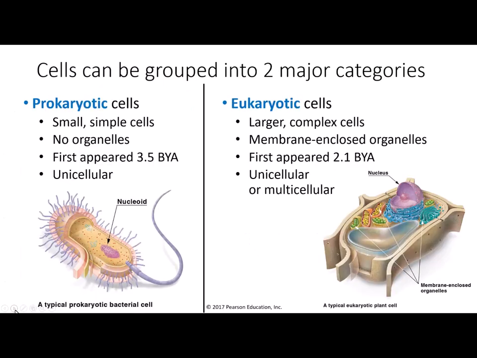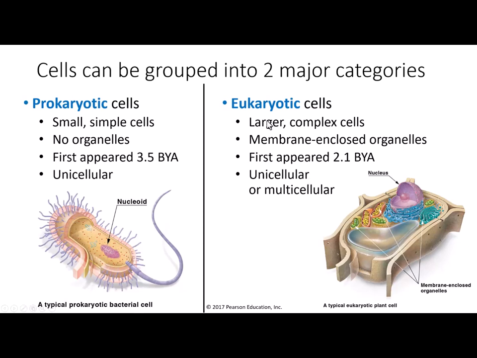So we have two major categories of cells: prokaryotic cells and eukaryotic cells. Prokaryotic cells are very small, simple cells. They have no membrane-bound organelles. They first appeared about 3.5 billion years ago, and they are unicellular. They are much smaller than our typical eukaryotic cell. This is not a comparison in this picture.